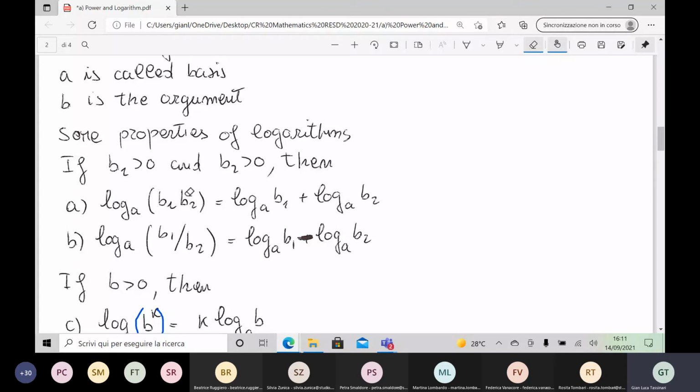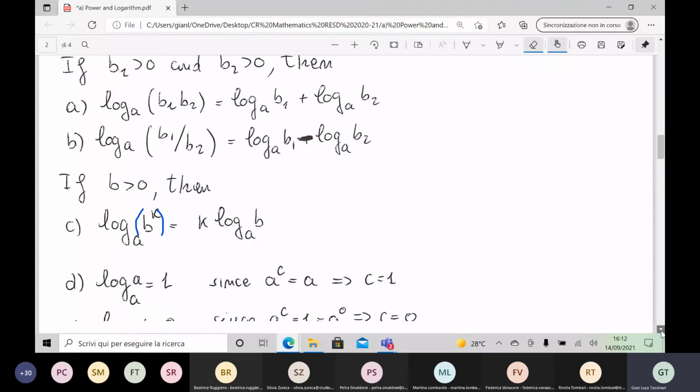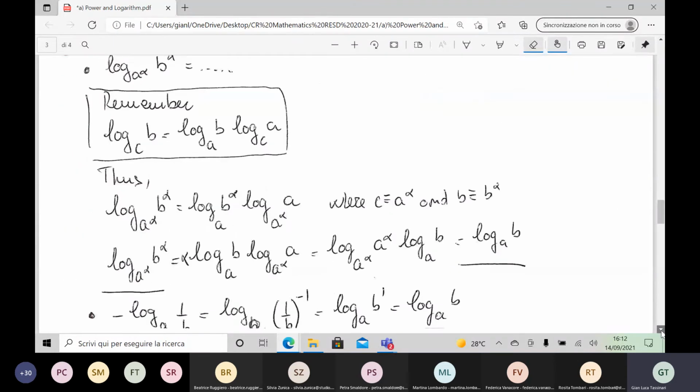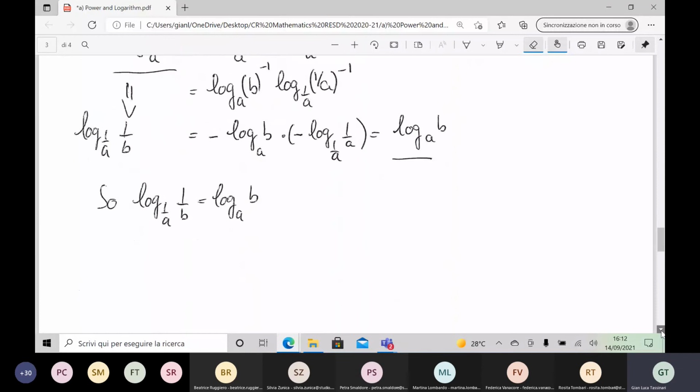Where are we? I got lost. Here, below. We are here. Sorry guys, I was talking in Italian.